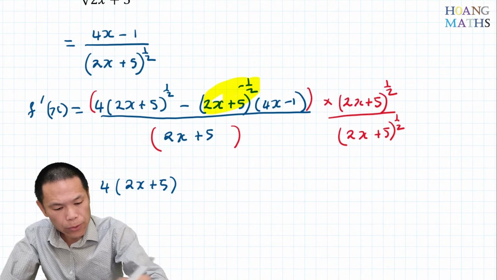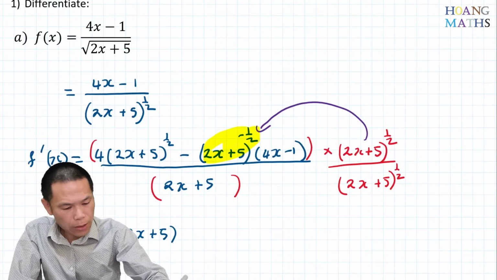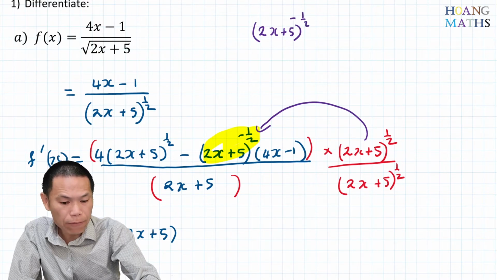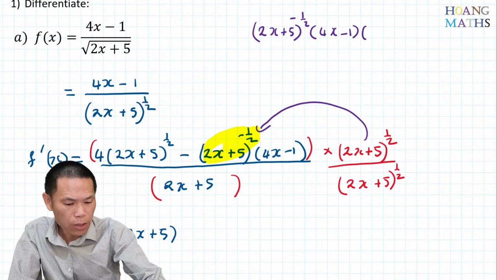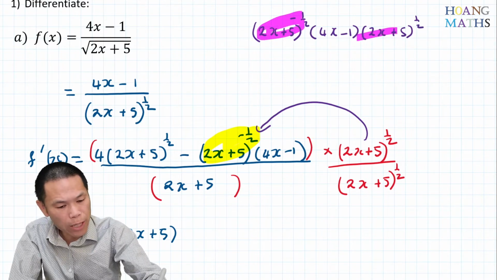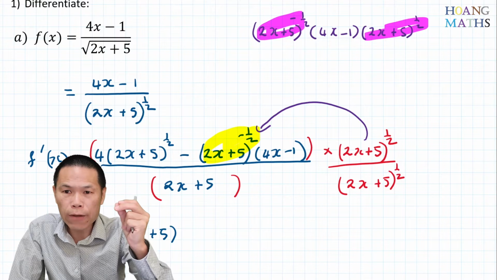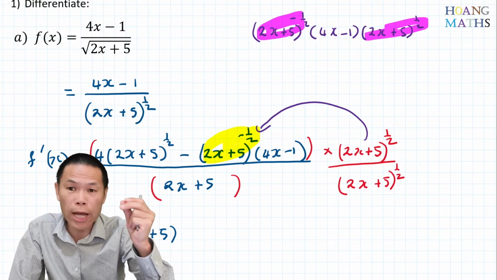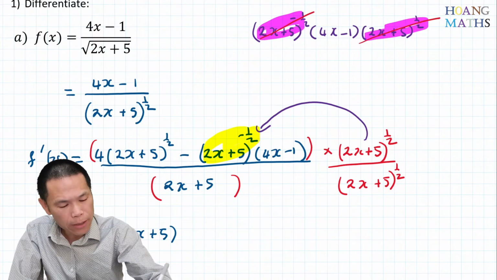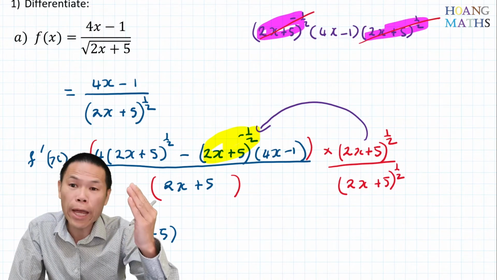Now I times this with this. So this is (2x plus 5) to the power of negative a half, and then (4x minus 1) times (2x plus 5) to the power of a half. And we know that these two multiplied together give me negative a half plus a half, which is 0. Anything to the power 0 is 1. So this one cancels out and becomes 1. So we are only left with 4x minus 1.